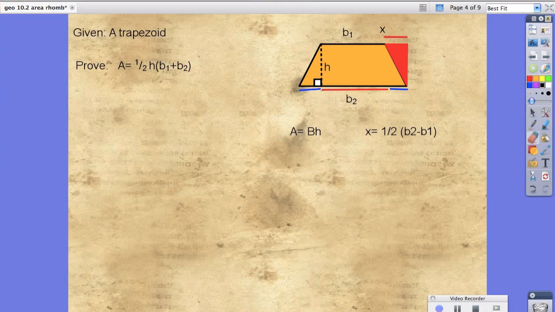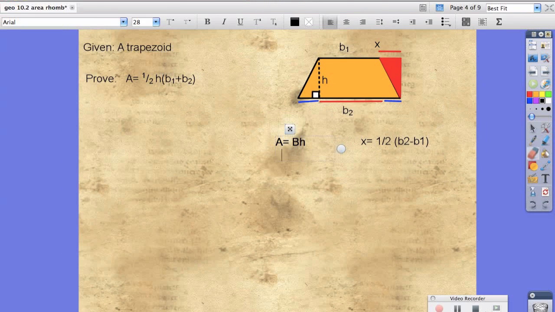So to find the area of this trapezoid, which is the area of the base times the height, we know that the base is base sub 1 plus x. So base sub 1 plus x times the height, and we know that x is equal to 1/2 base sub 2 minus base sub 1, times the height, of course.